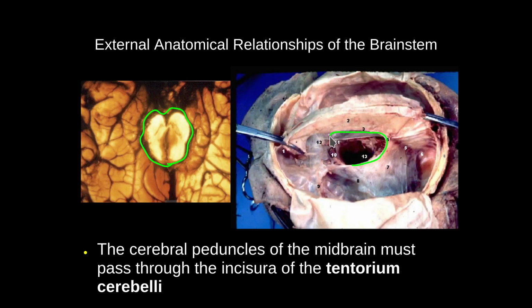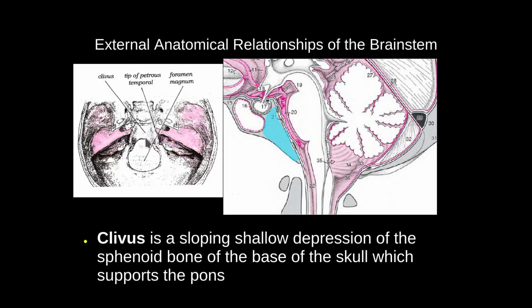And these are the meningeal coverings of the cerebellum, the tentorium cerebelli, which can actually destroy your midbrain if something is pushing down from above, like an expanding brain tumor or a very large stroke.